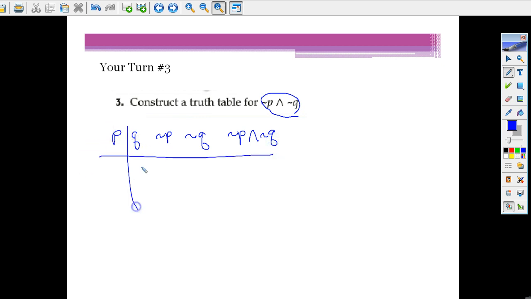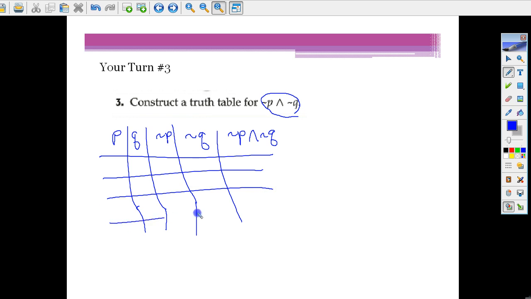Okay. 1, 2, 3, 4. Let me get a little bit longer. Ooh, that got real ugly, huh? All right. And you're gonna have 4 columns, sections 1, 2, 3, and 4. Hopefully yours will look a lot cleaner than this one. All right. So we're gonna start with true, true, false, false.